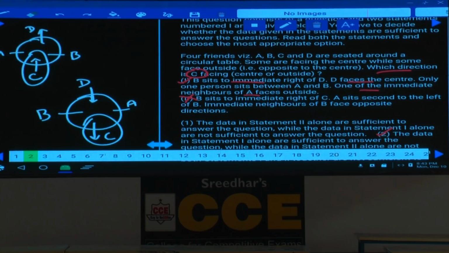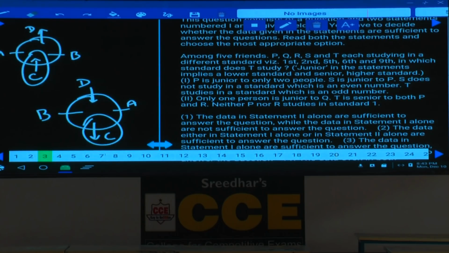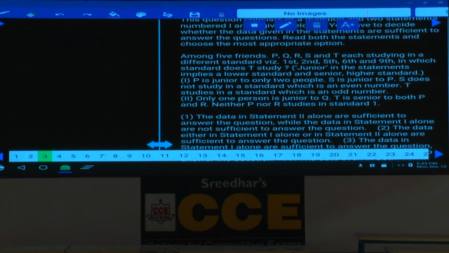Question number 2, choice 2. Then question number 3. Among 5 friends P, Q, R, S and T, each studying in a different standard: 1st, 2nd, 5th, 6th and 9th. Now sir, 9, what is the other possibility here?